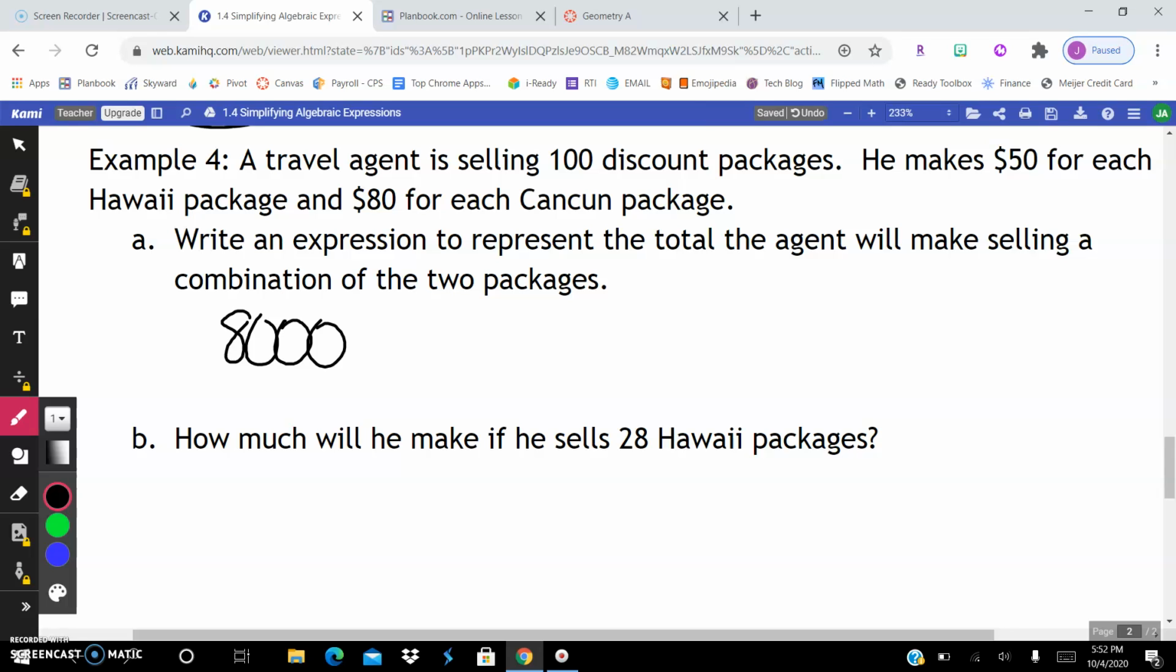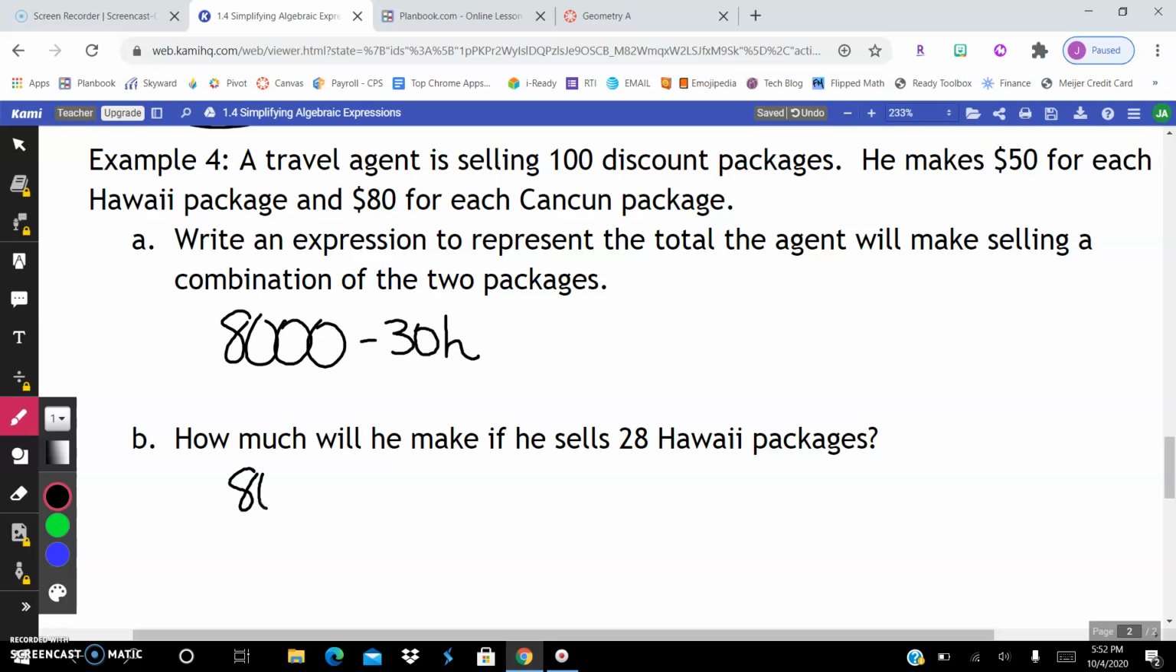And then if he sells any of those packages to go to Hawaii, he's actually going to lose $30 each package because the difference between 80 and 50 is 30. So he's going to lose $30 for each Hawaii package that he sells. So we're going to say minus 30H. So that would be our expression. 8,000 is the most he could make, and then we're going to take off that $30 per Hawaii package that he sells.